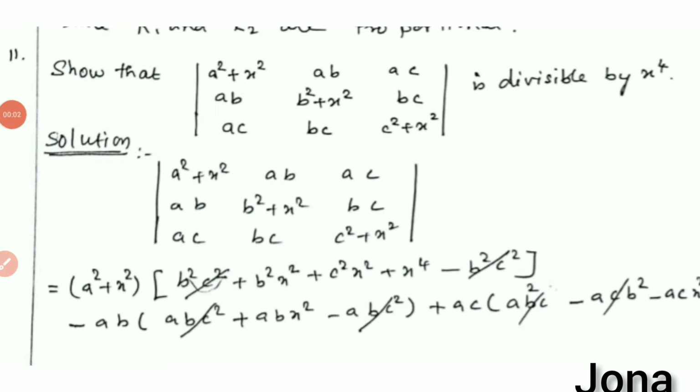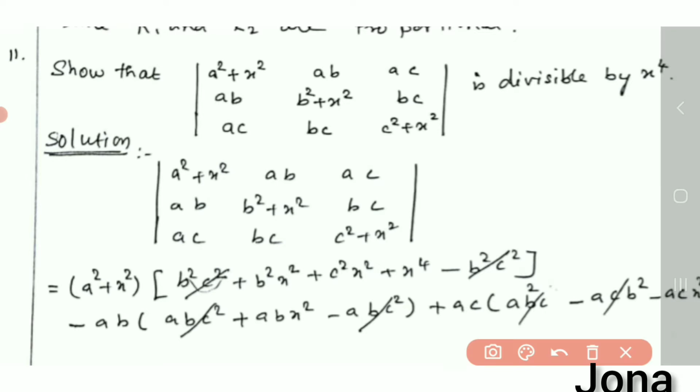11th sum. Show that the determinant with rows (a square plus x square, ab, ac), (ab, b square plus x square, bc), (ac, bc, c square plus x square) is divisible by x power 4. Take the left hand side first, and we want to take the determinant value as usual, the simple determinant value.